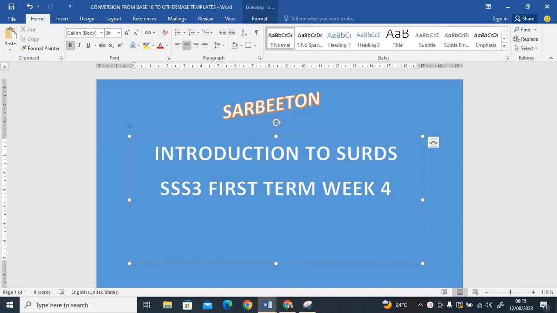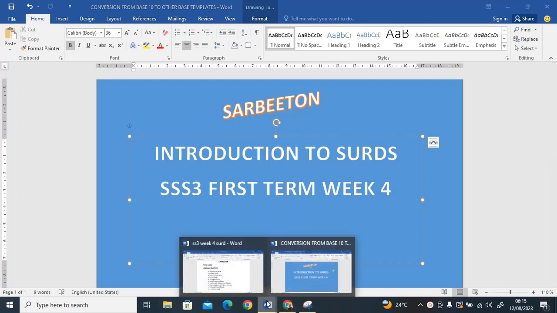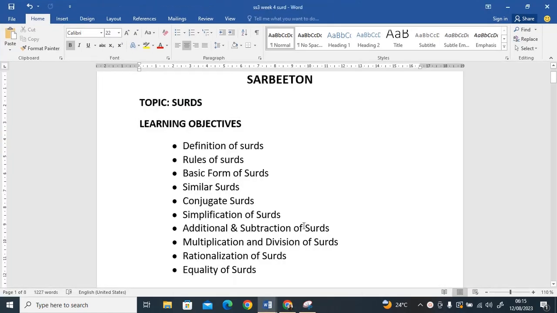This is Introduction to Surds, SS3 first term, week 4. In this lesson we're going to look at surds and things under surds. These are our learning objectives: definition of a surd, rules of surds, there are rules that guide surds, basic form of surd, similar surds, conjugate surd, simplification of surd, addition and subtraction of surds, multiplication and division of surd, rationalization of surds, equality of surds, and so on and so forth.